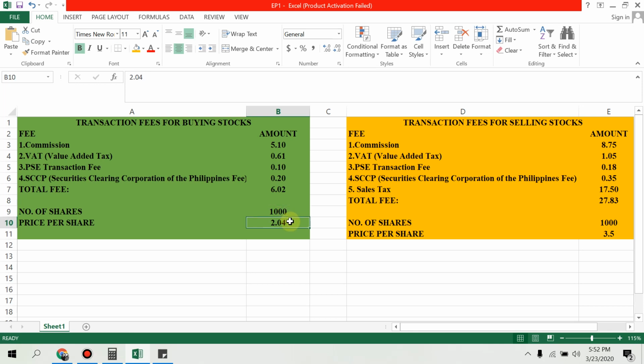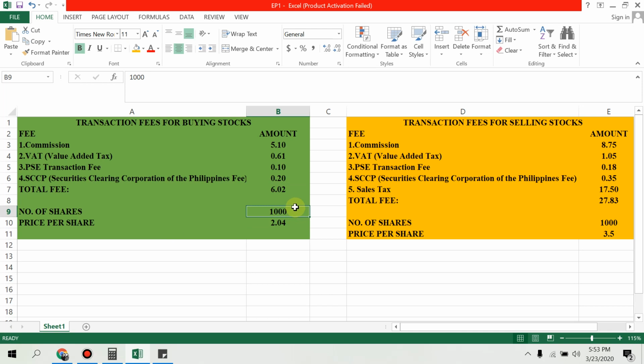So, for this one, ayan na siya guys. So, for transaction fees for buying stock, so we have commission, 5.1 pesos. For VAT, so we have 0.61. PSE Transaction Fee, 0.1. SECP, 0.2. Then, kung ipagpa-plus-plus natin yan, ang total fee natin for buying stocks is 6.02 pesos, no? Kung bibili tayo ng Petron, price per share niya is 2.04 and yung number of shares is 1,000.